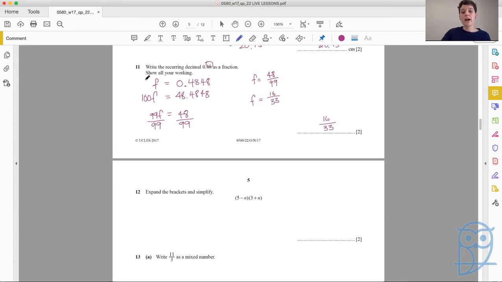And note here also how they said show all your working. So that means if you just plug it into your calculator and 4848484848 equals and convert it, and by chance you may get 16 over 33, but you won't get any marks. They want you to show the working. They want you to know that you can actually do this yourself, not just use your calculator. Okay, so 16 over 33 would then go to a recurring decimal 0.48.